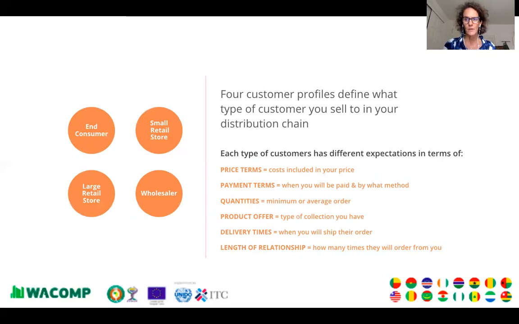Their expectations of suppliers differ based on 6 factors. Those are price terms, payment terms, quantities that they order, product offers and the types of collection you have, delivery times, and the length of the relationship, or how many times they will order from you. Let's review all 4 of these profiles.